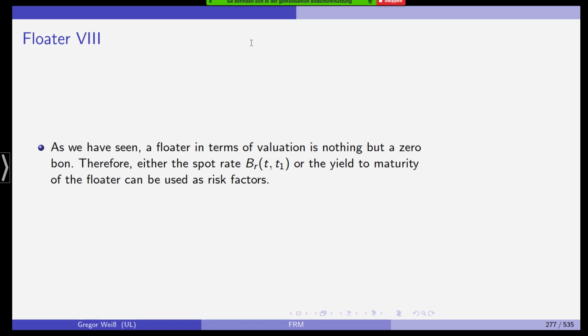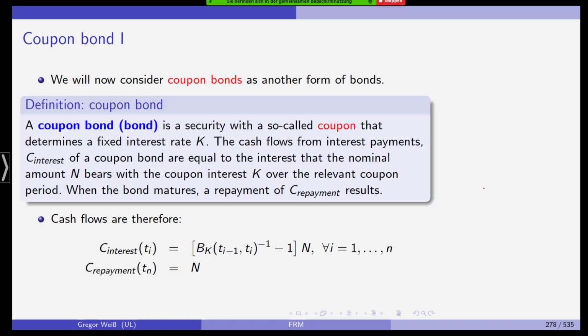Now, as we've seen, a floater in terms of valuation is nothing but a zero coupon bond. Thus, the only risk factor that influences the valuation of the floater is the discount factor, or alternatively the yield to maturity, which is the only risk factor. If you have a floater with a spread K with a quoted margin, obviously we also would need some risk factors that drive the credit risk of the bond.